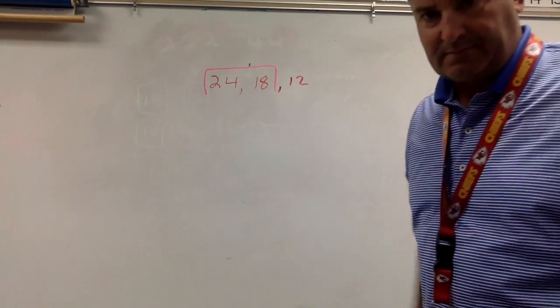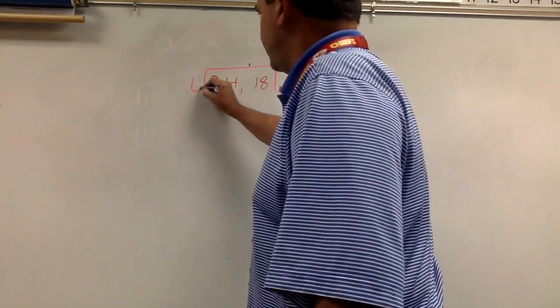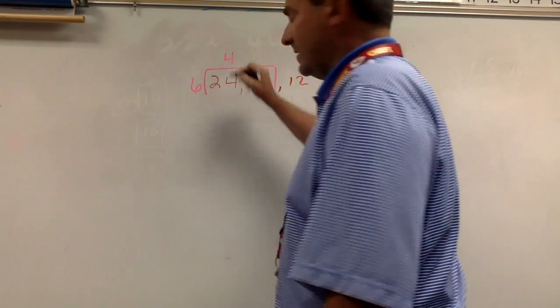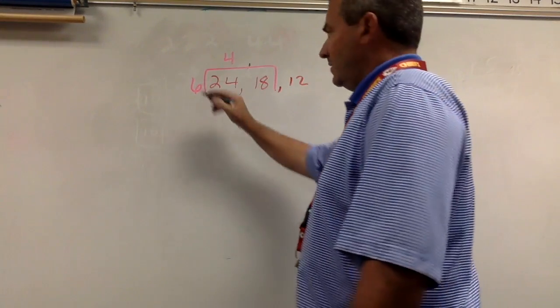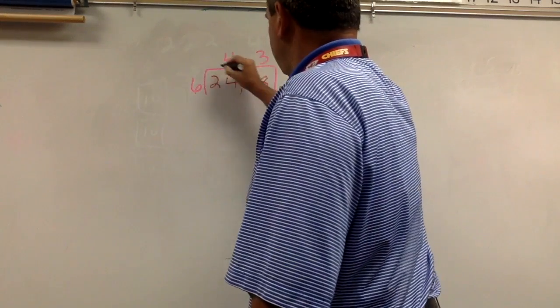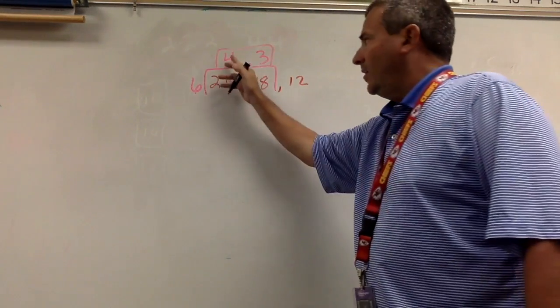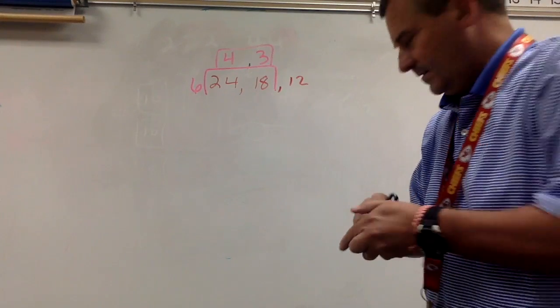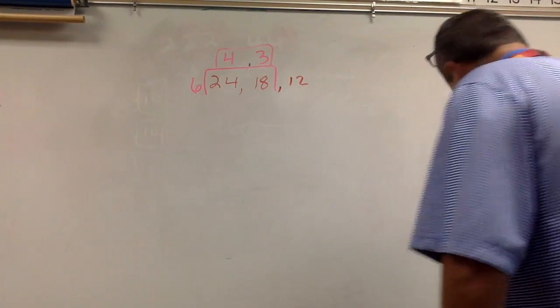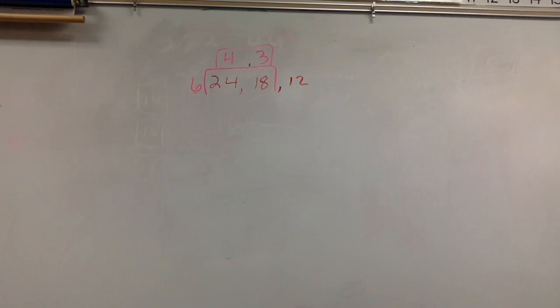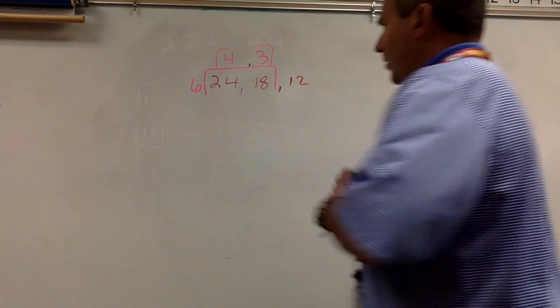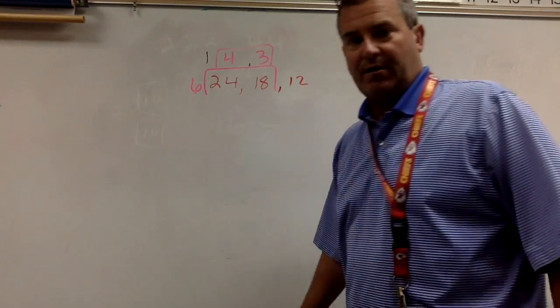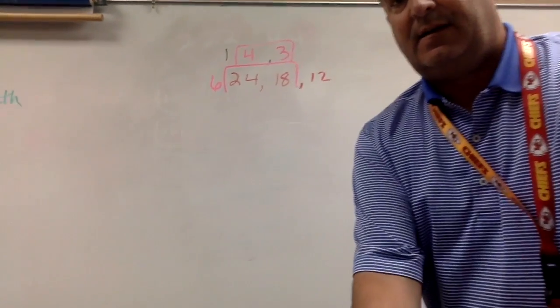Pick a number. I'm going to use 6. 24 divided by 6 is 4. 18 divided by 6 is 3. Put a level of the cake on it. What goes into both 4 and 3? Those numbers are hard to see, aren't they? Let's not use that color. The only factor that goes into both is 1. Once you have a 1, you are done with that cake.